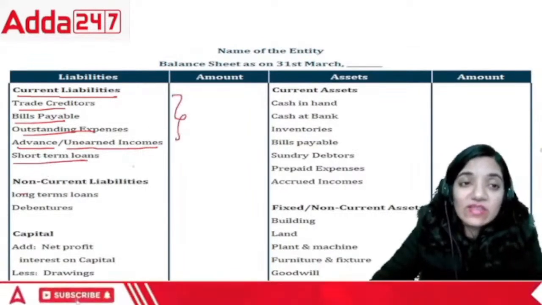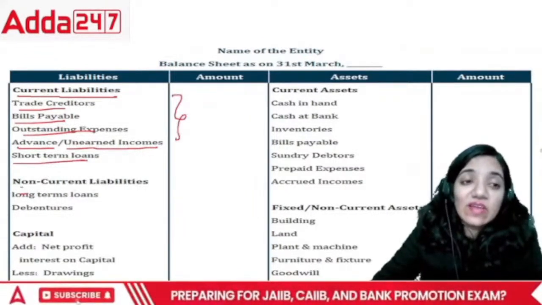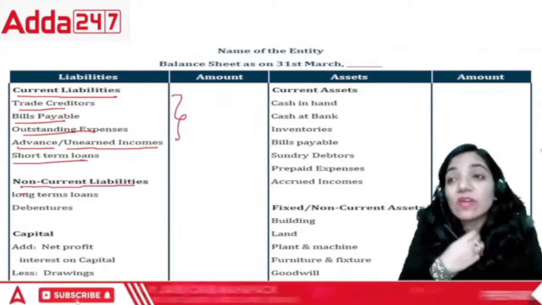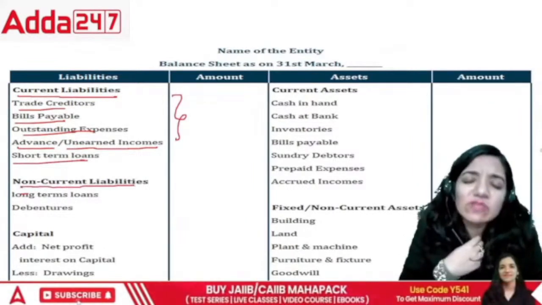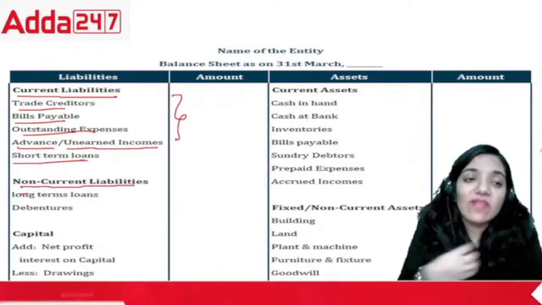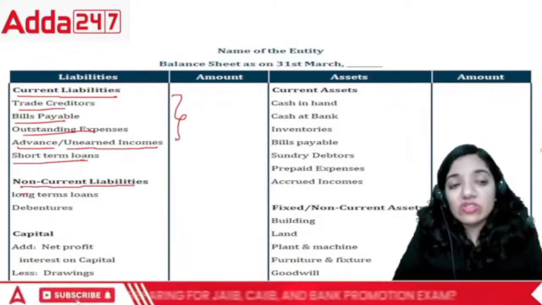current liabilities, and then we have the non-current liabilities, the liabilities which we are supposed to pay after a period of more than 1 year. That means the long-term loans or the debentures, right?